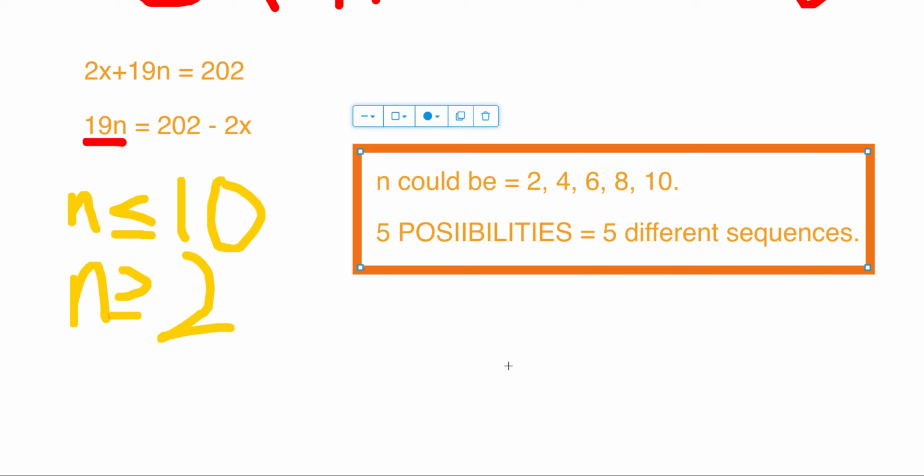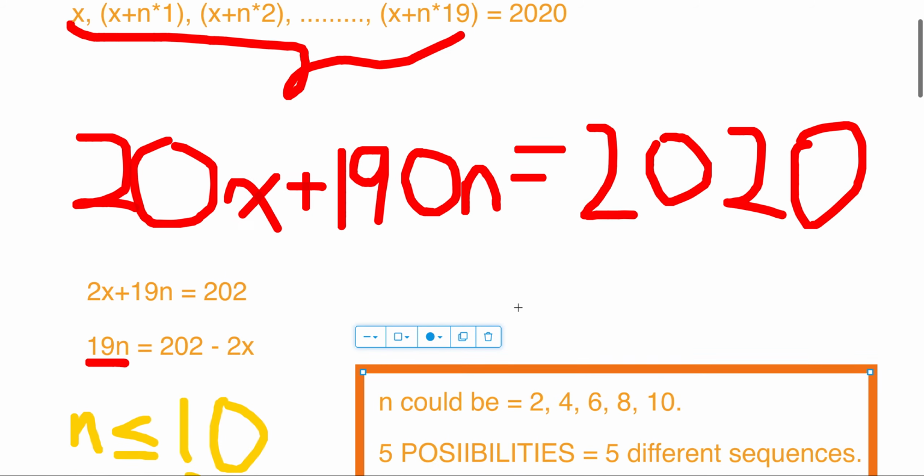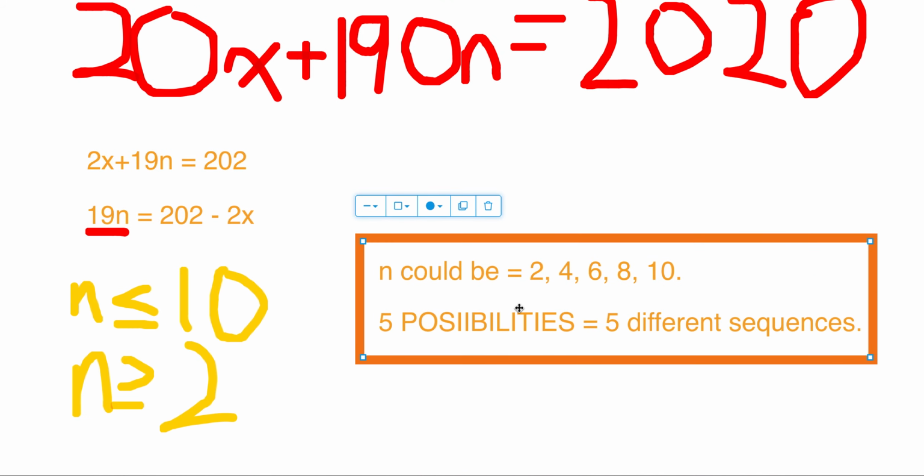This question did take a little bit of time for me to think through, and I was going to use the elimination method, but I decided that algebra was the best way to go.